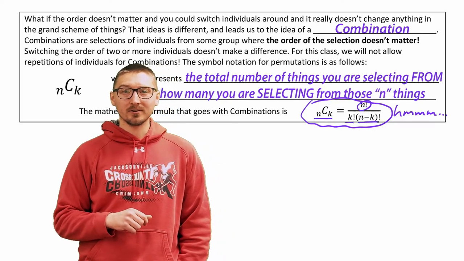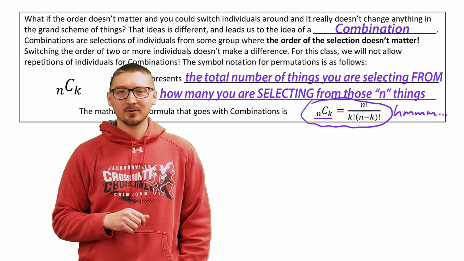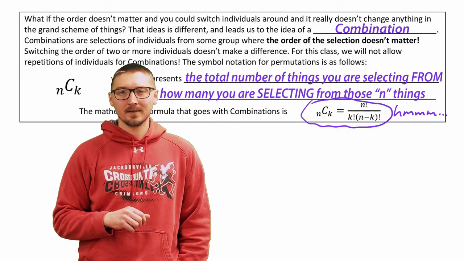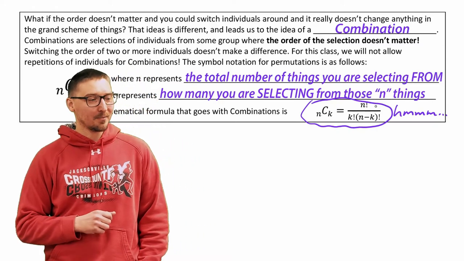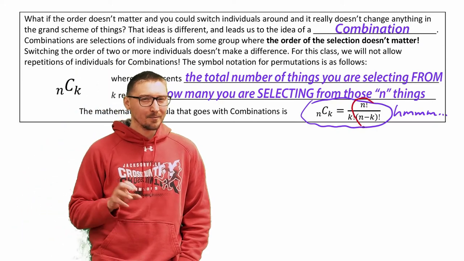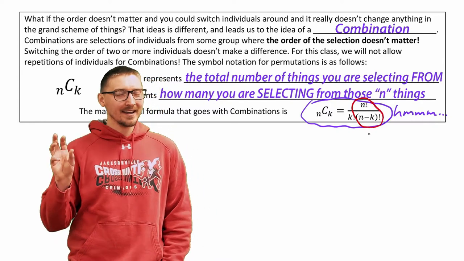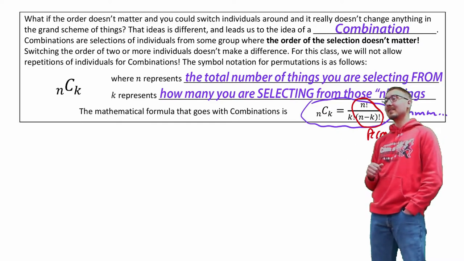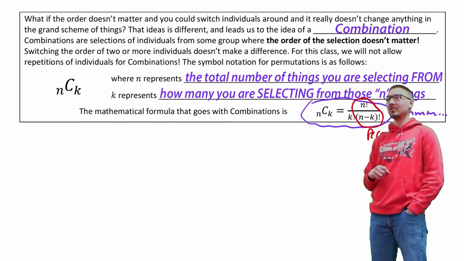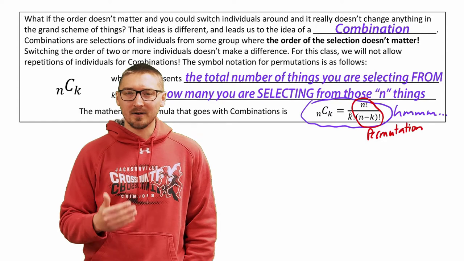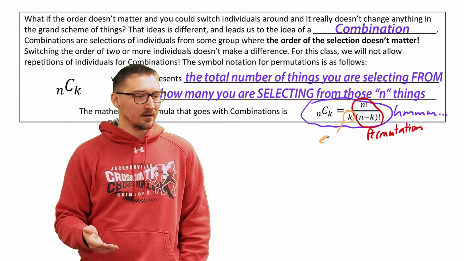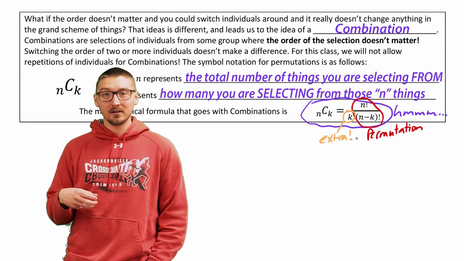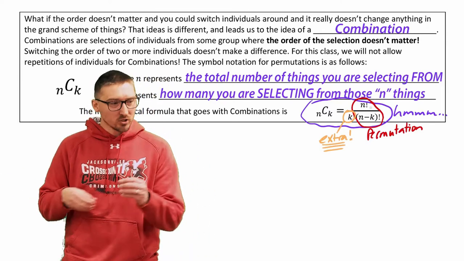is n factorial divided by k factorial times n minus k factorial. Now, if you are really on top of your game today, permutations are hidden inside of combinations. The n factorial divided by n minus k factorial, that is a permutation. But a combination divides by a little bit extra. And it's dividing by that extra because it is getting rid of all of those possible switches.